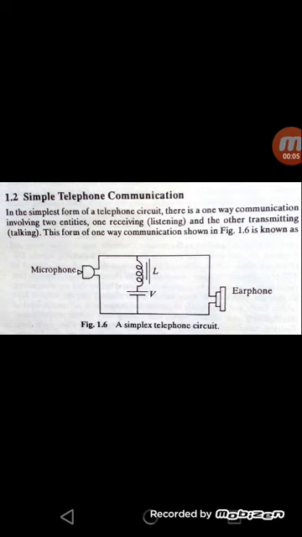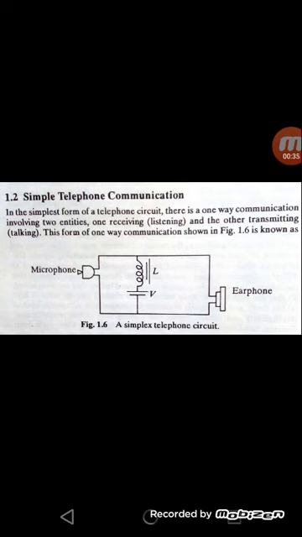Today our topic is simple telephone communication. Actual telecommunication systems are classified into three different methods. They are simplex mode, which transfers the information only one way. That's why it is called simplex mode.